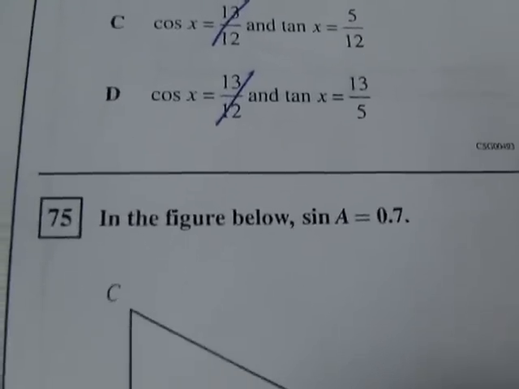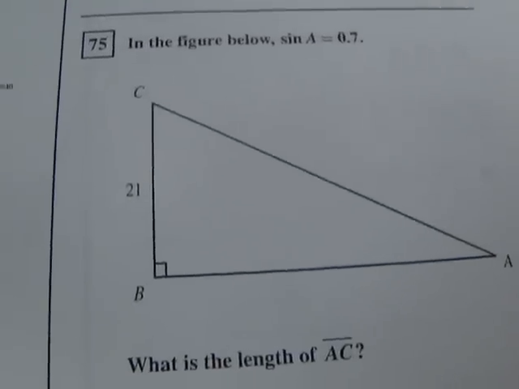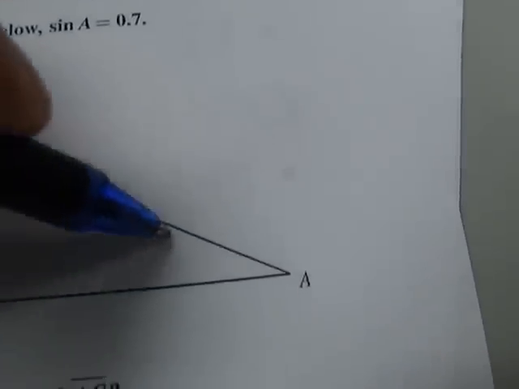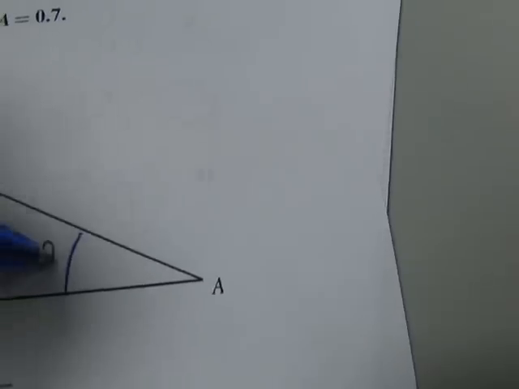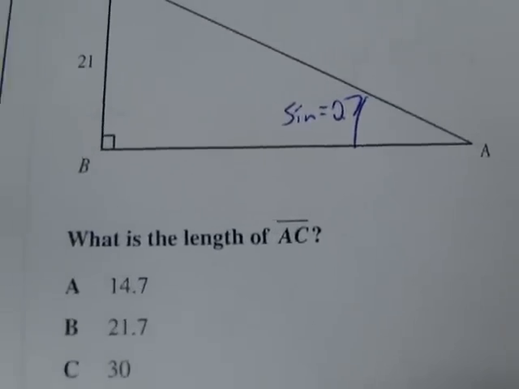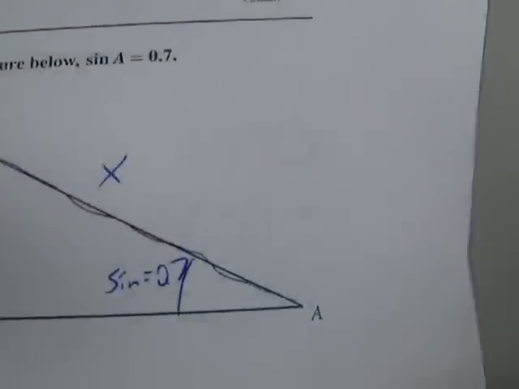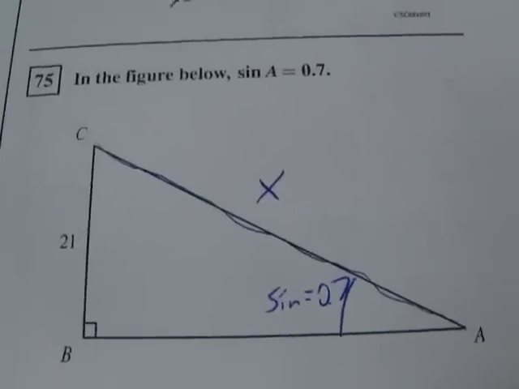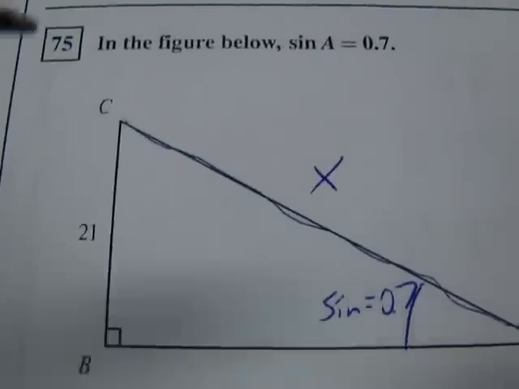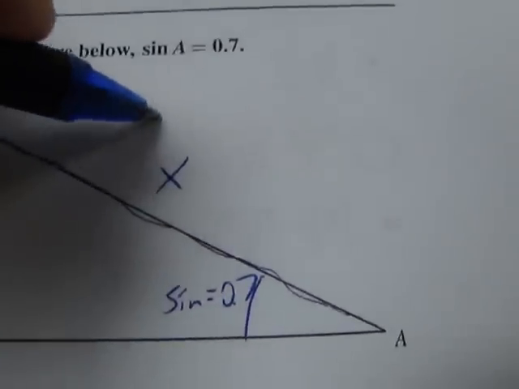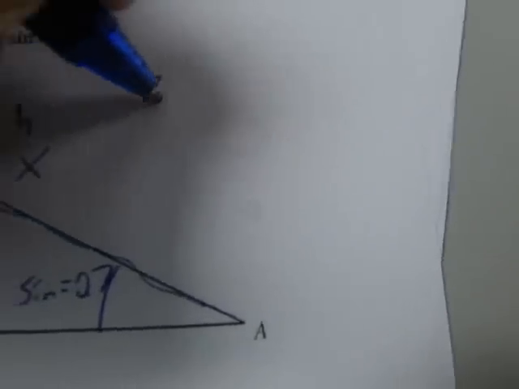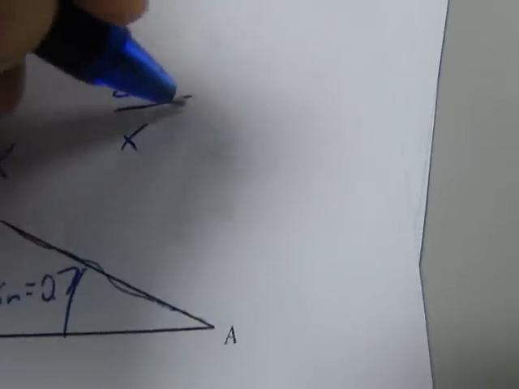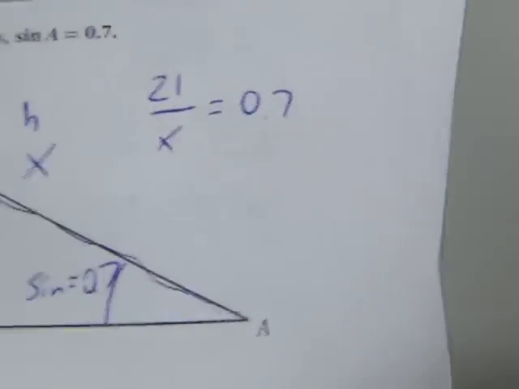75. In the figure below, sine of A equals 0.7. Okay, so the sine of A is 0.7, and it says, what is the length of AC? So AC is the one we want to know, so we'll call this X. What we get here is that we're talking sine. This is the opposite, this is the hypotenuse. So sine is opposite over hypotenuse. In other words, we have 21 over x equals 0.7.